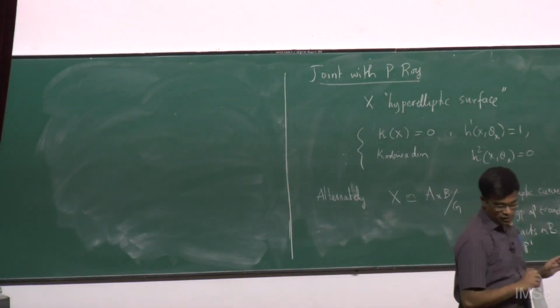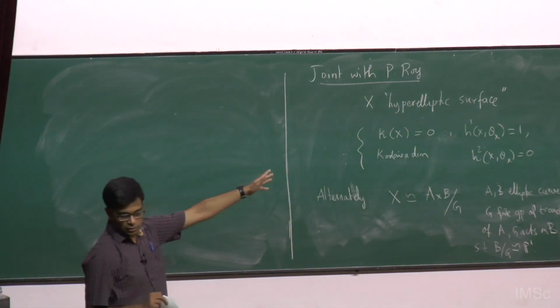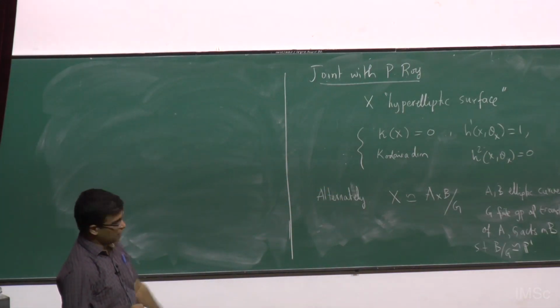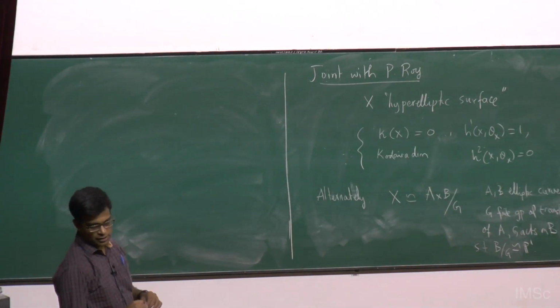Not of type 6. So there are 7 types, except in one of those types we prove that result. Our proof doesn't work when it's type 6.